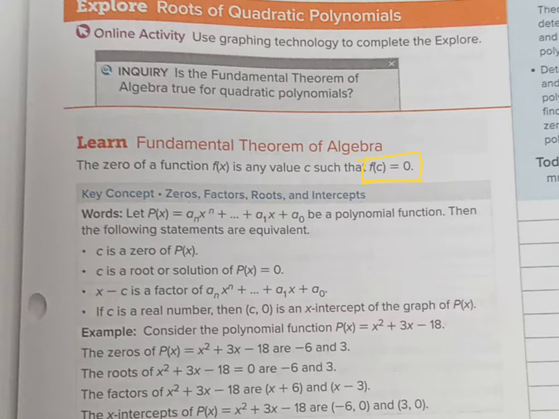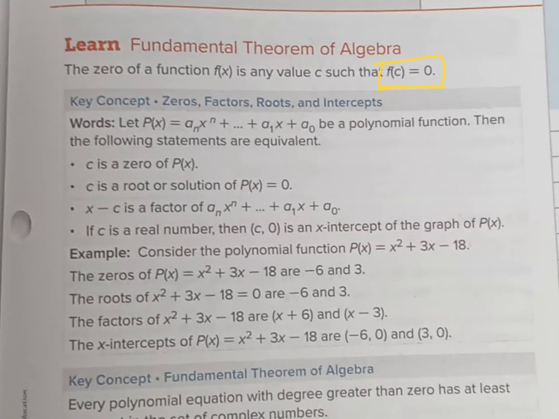Whatever c is makes the equation equal to 0 when you plug it in. So when you plug this value into the function, you get a value of 0. Okay? And so then that means, because f of x stands for the y, there's some x value c that gives you a y value of 0, which means it's on the x-axis. Okay.